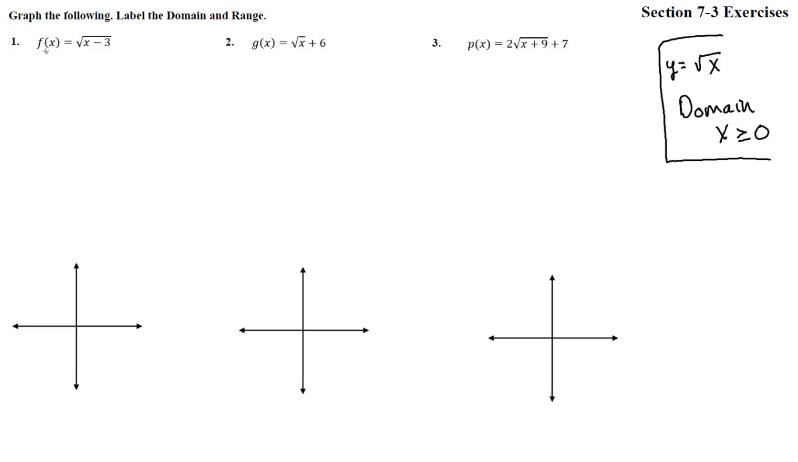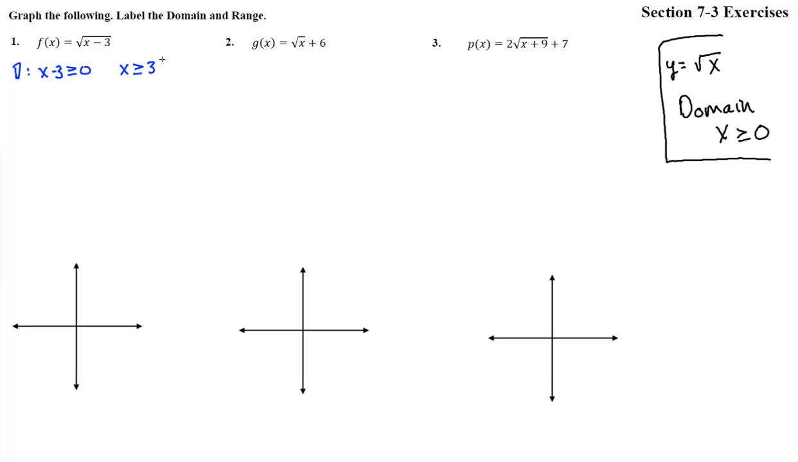Okay, number 1, let's try it. So here, first of all, we're going to find the domain. The domain happens when whatever's under the square root, x minus 3, is bigger than or equal to 0. We have to make sure that x minus 3 is bigger than or equal to 0 so we can take the square root of positive numbers and 0. This gives us x greater than or equal to 3.